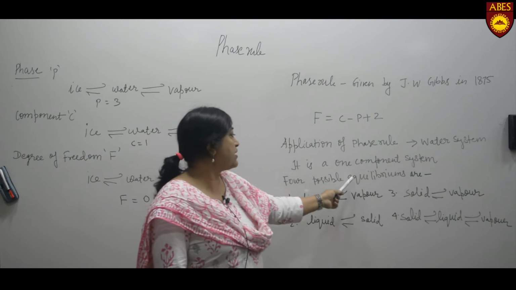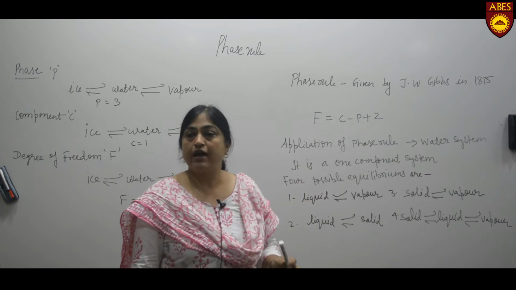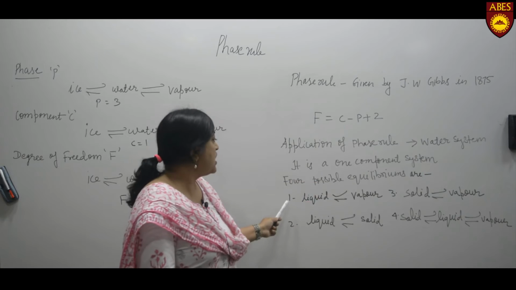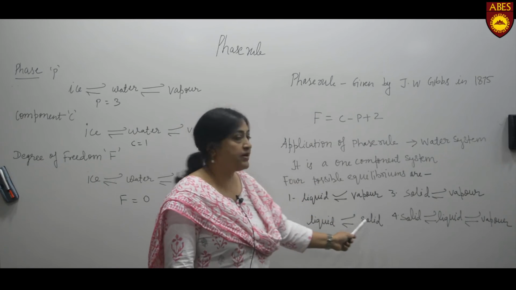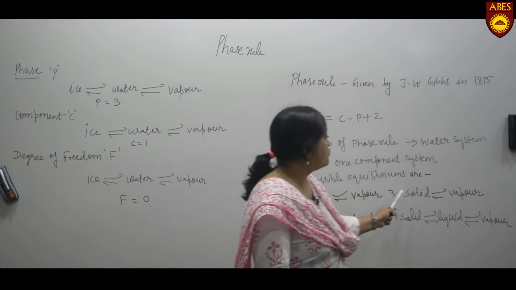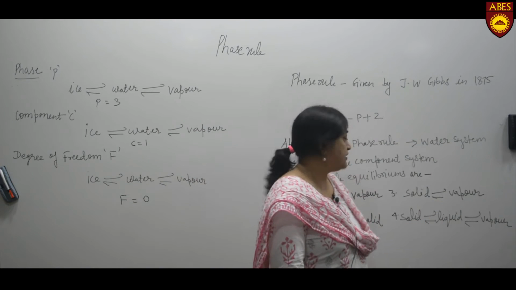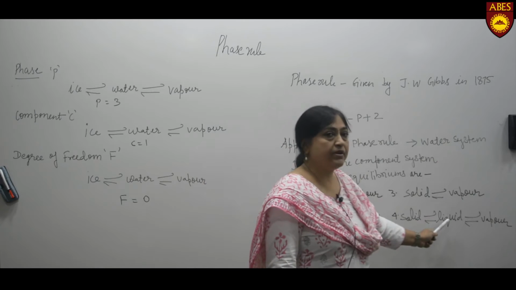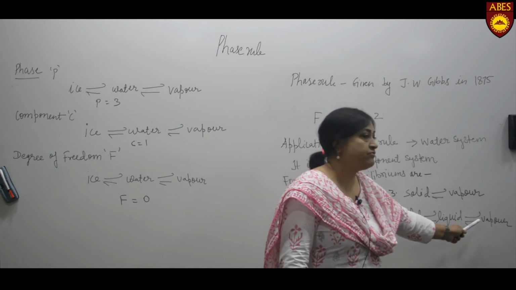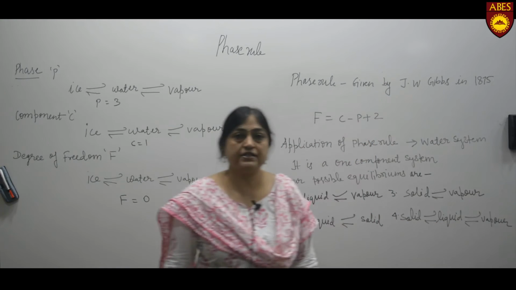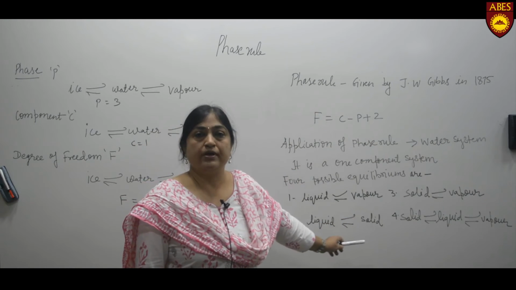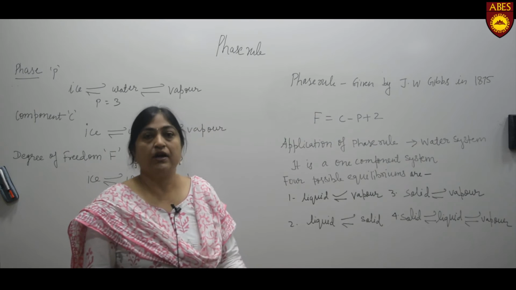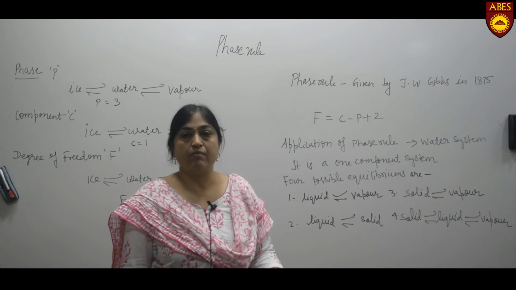Water system is a one component system and in this system there are four possible equilibriums. Liquid is in equilibrium with vapor. Second one, liquid is in equilibrium with solid. Third one, solid is in equilibrium with vapor. And the fourth one, solid is in equilibrium with liquid and liquid is in equilibrium with vapor. So we can express the water system in these four possible combinations of equilibrium. Now we will study this phase rule and phase diagram of water system.